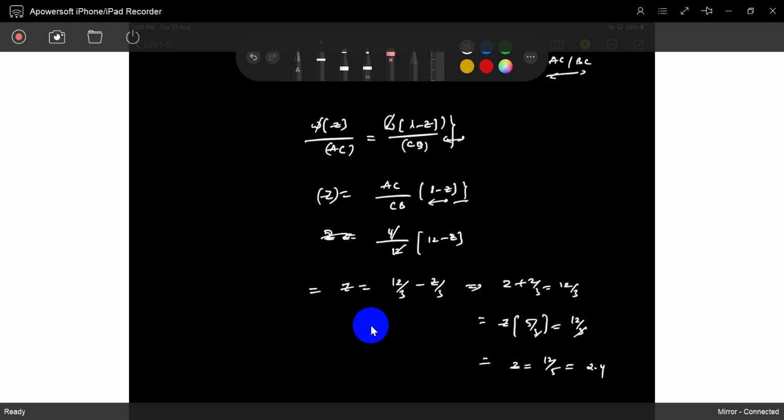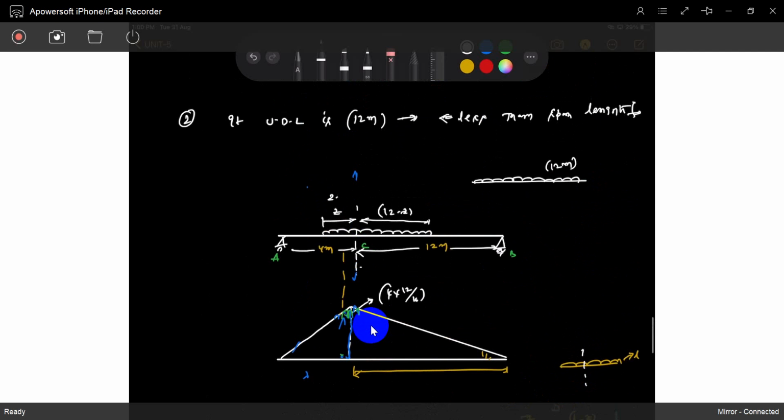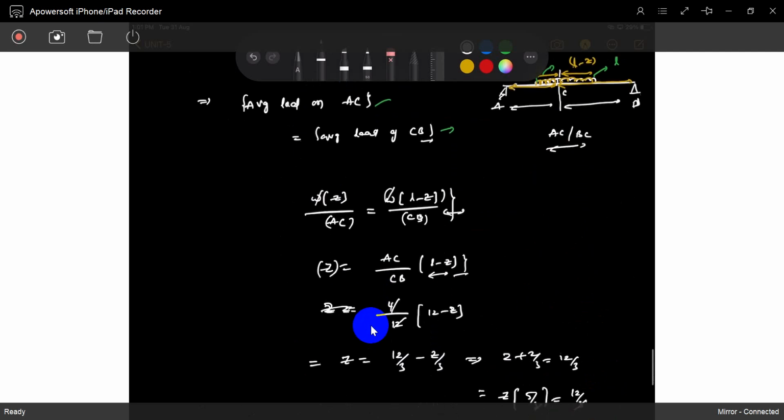So you have to place it like this: 2.4 here. The remaining 12 minus 2.4 is 9.6. The remaining 9.6 is put in the CB span. You will get maximum intensity. Understood? So the average load on AC is equal to the average load on CB. That's it, very simple.